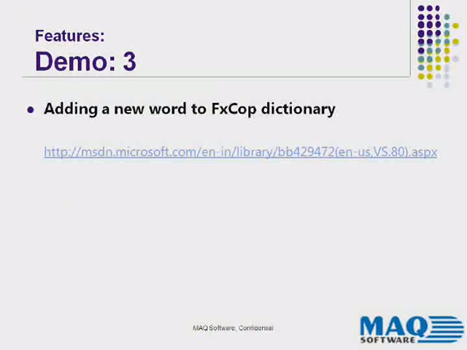The other feature is that you can add some recognized words to the FXCop dictionary. Say you have naming conventions where your class name starts with your company name. FXCop will raise an error because your company name could be an abbreviation with all the letters capitalized. Now you want that particular phrase to be recognized as a genuine word and not raise an error. So you can go and add a custom dictionary to your build.